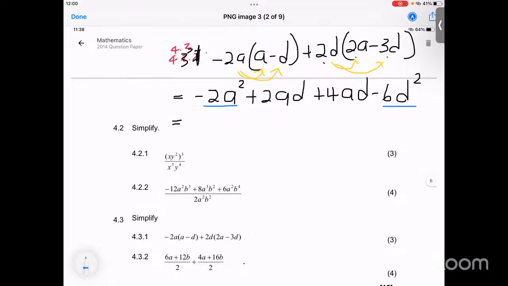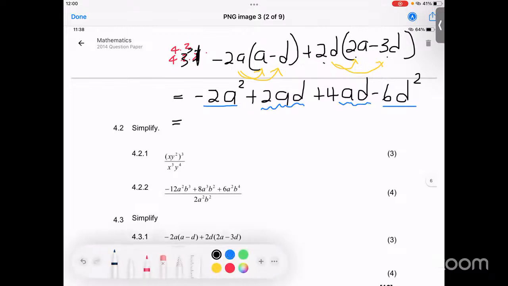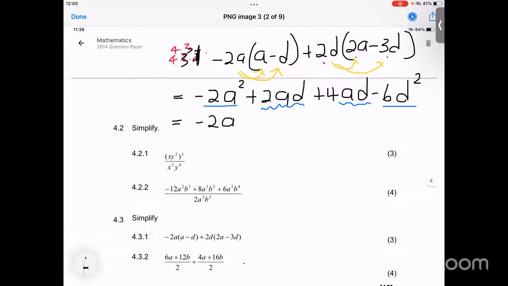And that one of D squared doesn't have like terms, but you do have this one of AD and that one of AD. So that means you can work out those two, but the others just remain as they are because they don't have their like terms to work with.